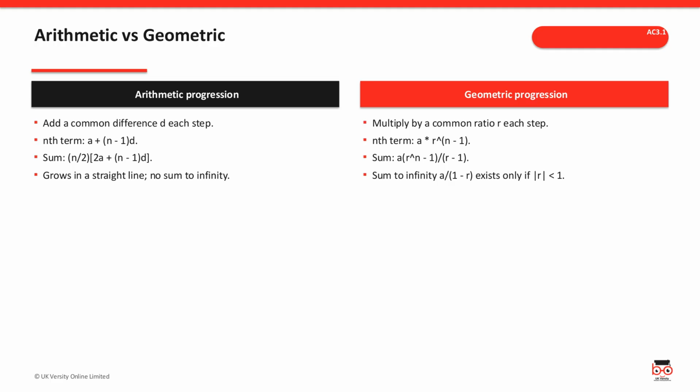Let's set the two side by side. An arithmetic progression adds a common difference d, with nth term a plus n minus 1 times d, and a sum of n over 2 times 2a plus n minus 1 d. It grows in a straight line and has no sum to infinity. A geometric progression multiplies by a common ratio r, with nth term a times r to the n minus 1, and a sum of a times r to the n minus 1 over r minus 1. And it only has a sum to infinity when the size of r is less than 1.